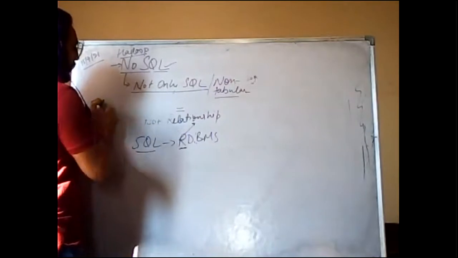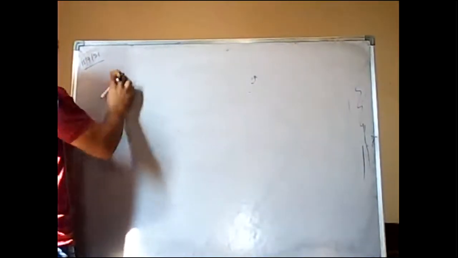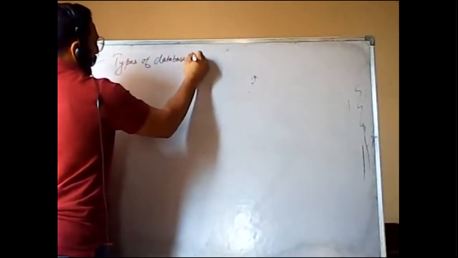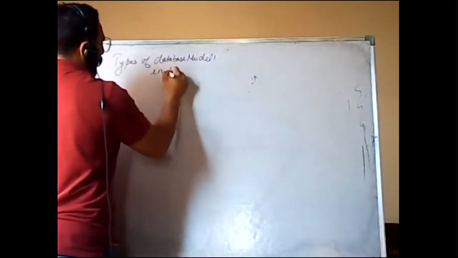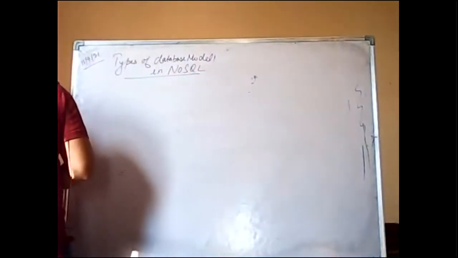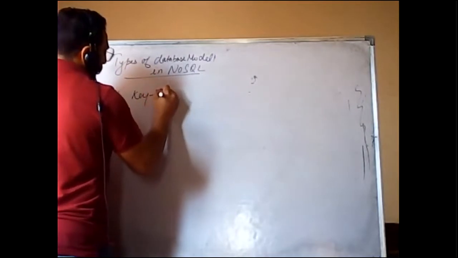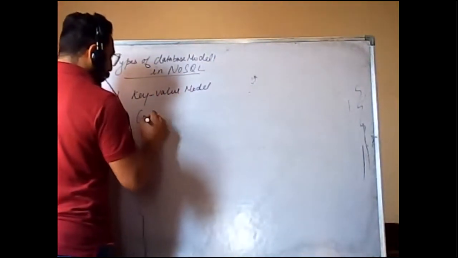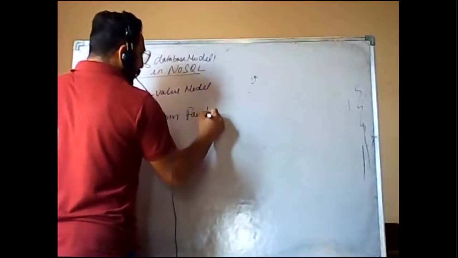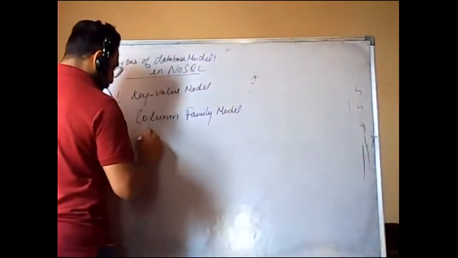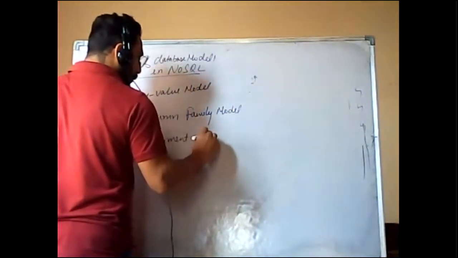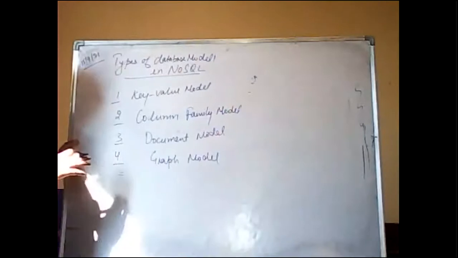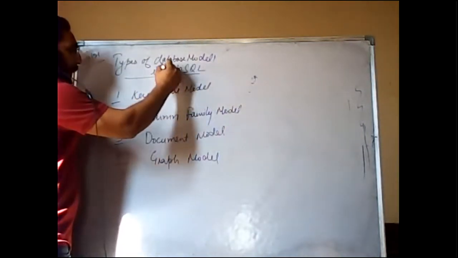There are different types of database models in your NoSQL. Okay, and what are they? First one is the key value model. Second is the column family model. Third is the document model. Fourth is the graph model. Okay, these are the different types of models that are used in your NoSQL concept.